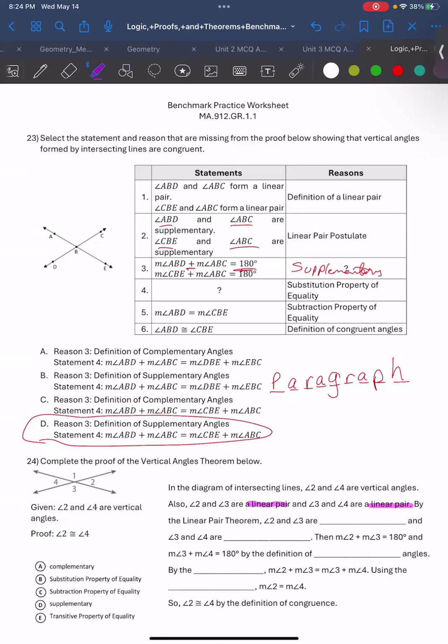So remember that paragraph proofs are going to be a little bit wordier because they're turning a proof into paragraph form. So by the linear pair theorem, angles 2 and 3 are what? Here are my options down here, by the way. Supplementary. Yes, they are supplementary. And angles 3 and 4 are also supplementary.